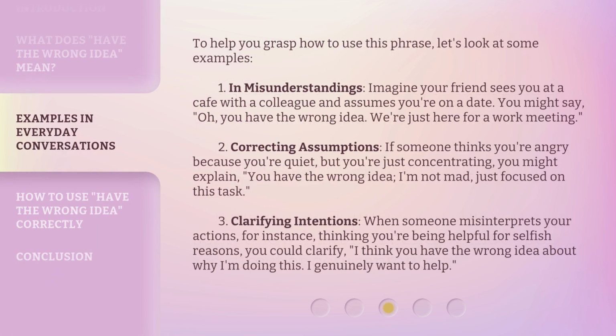To help you grasp how to use this phrase, let's look at some examples. 1. In misunderstandings, imagine your friend sees you at a cafe with a colleague and assumes you're on a date. You might say, "Oh, you have the wrong idea. We're just here for a work meeting."